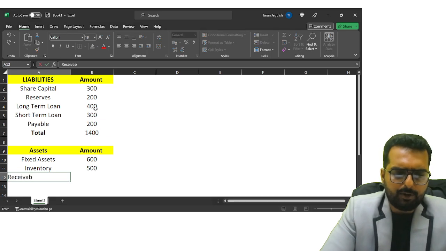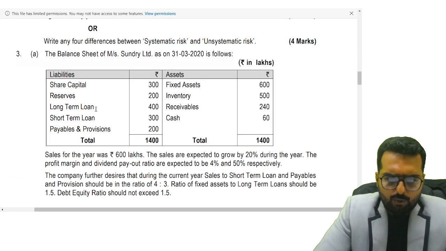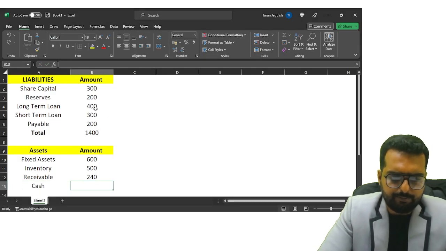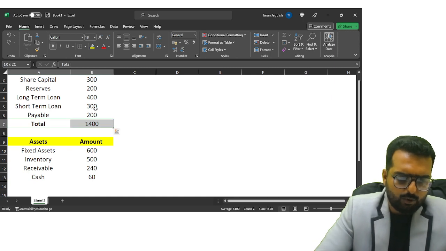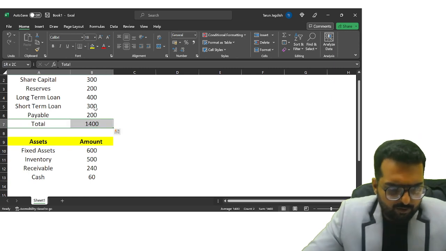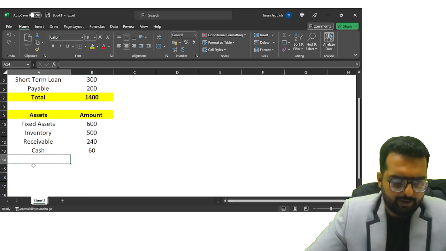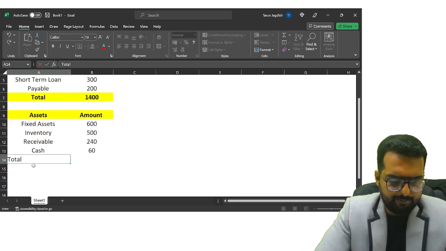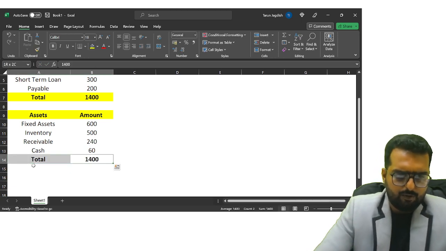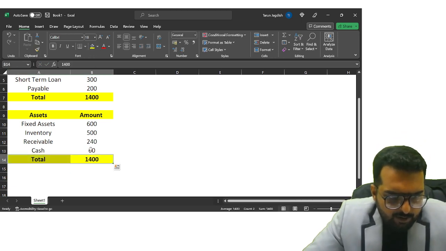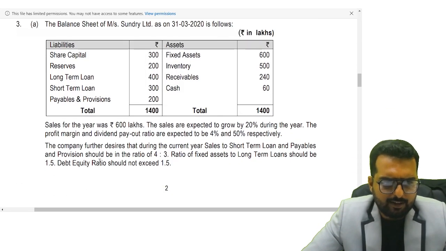Okay. Receivable is how much? 240. And you have cash as how much? Cash is 60. Okay. So again, if I take the total, what is the total that you get over here? 1400. Am I right? Okay. I believe we are clear with the basic assets and liabilities that are given over there. Now let us come down.